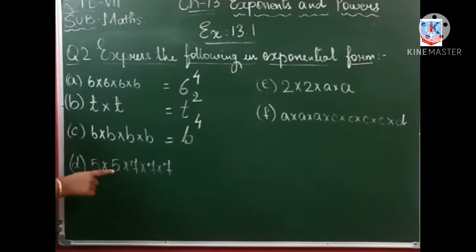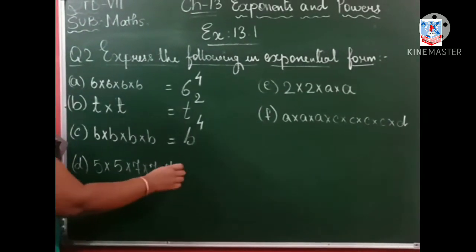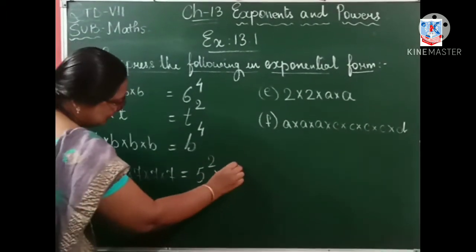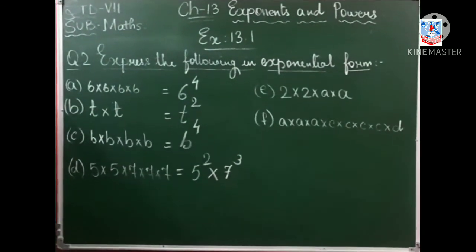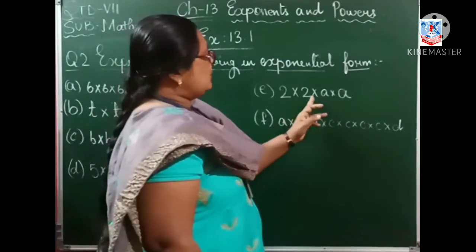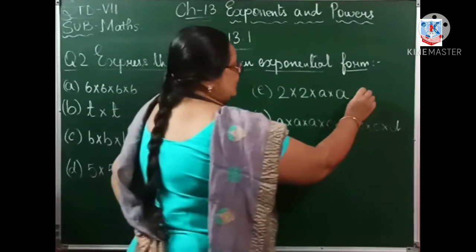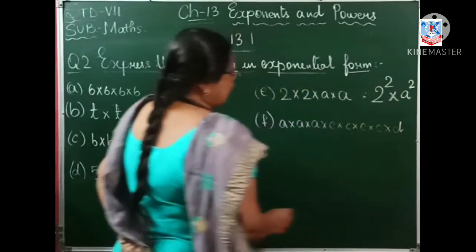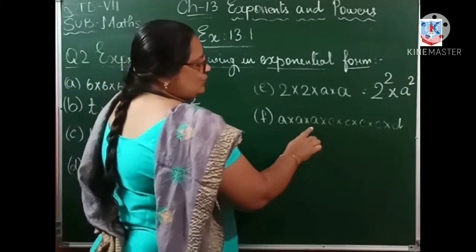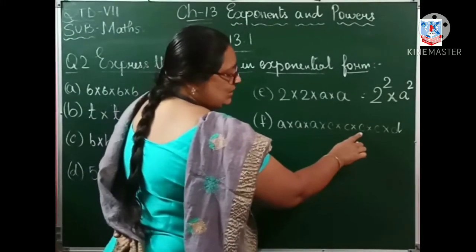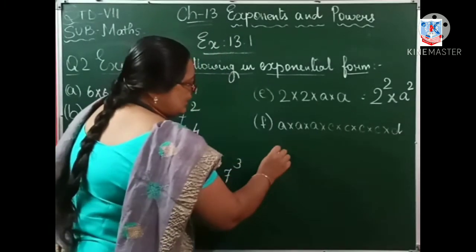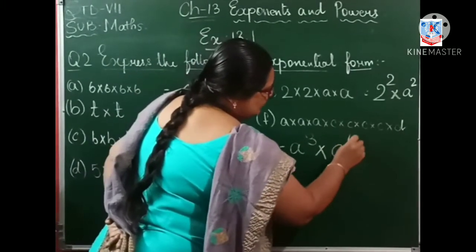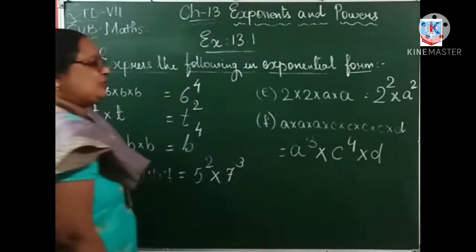Now see, 5 into 5 into 7 into 7 into 7. That means 5 multiplied 2 times and 7 multiplied 3 times. Next, 2 multiplied by 2 multiplied by a into a. That means 2 multiplied 2 times and a multiplied 2 times. Next, a into a into a into c into c into c into c into d. That is a multiplied 3 times, c 4 times, d 1 time. Understood?